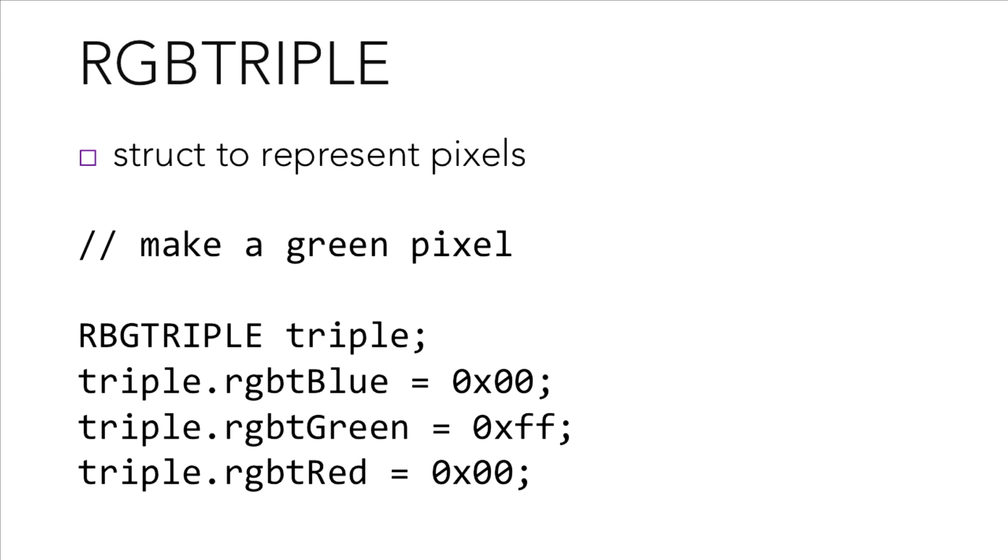All right. So if I were to assign different values to an RGB triple and I wanted to make it green, then what I would do is declare an RGB triple, named triple, and then to access every byte within that struct, I would use the dot operator. So triple.rgbtBlue, I can assign to 0. Green, I can assign it to full, any number really between 0 and FF. And then red, I'm also going to say 0. So then that gives me a green pixel.